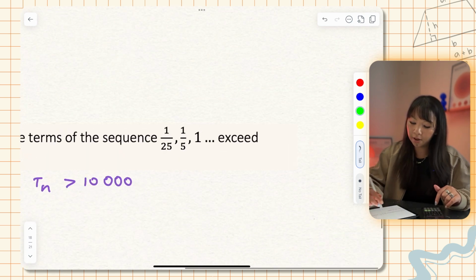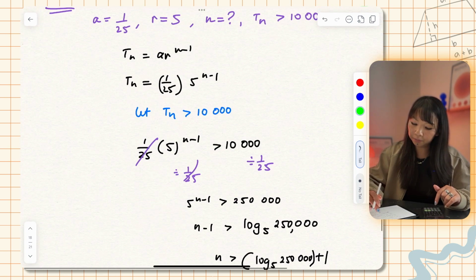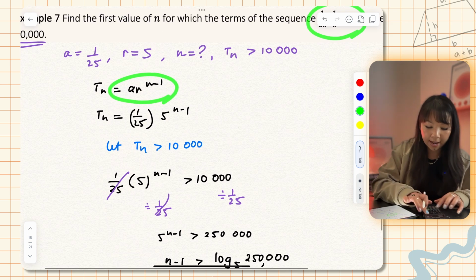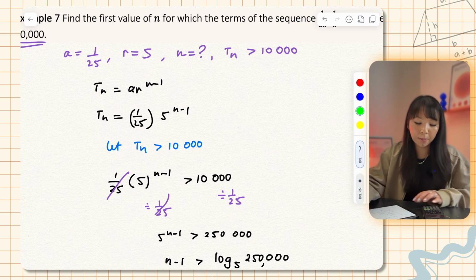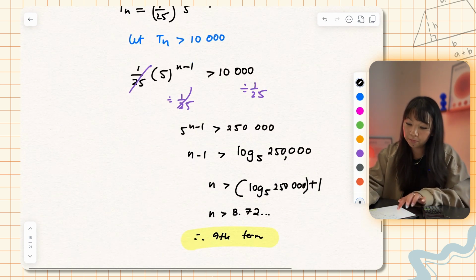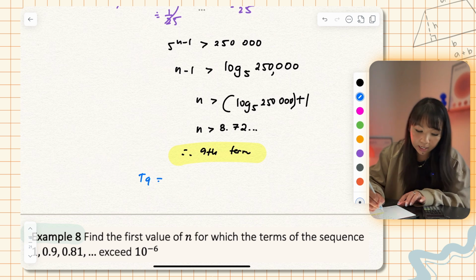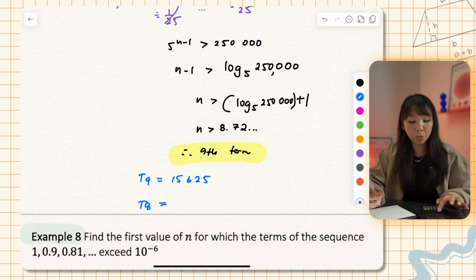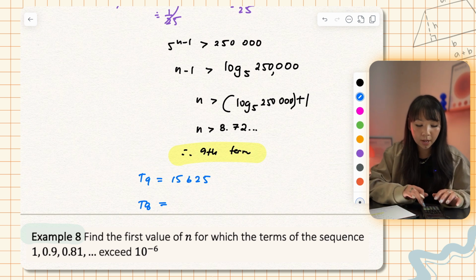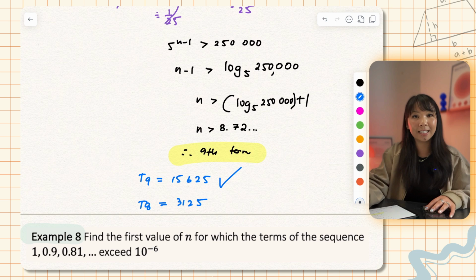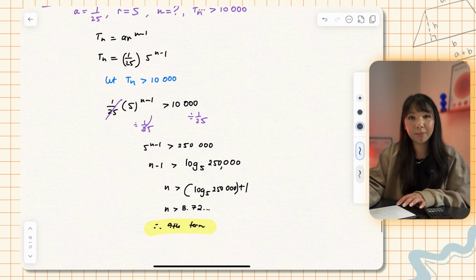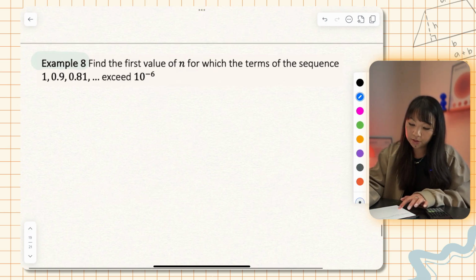So if I plug into this formula, our first term is 1 on 25, our ratio is 5, and then our 9th term is 9 minus 1. We're going to get, so this is just me testing it in, T9 is 15,625. And just to make sure that it's the first one, I'm going to plug in T8. So replace 9 with 8, you get 3,125, which means that this is indeed the first term. Perfect.